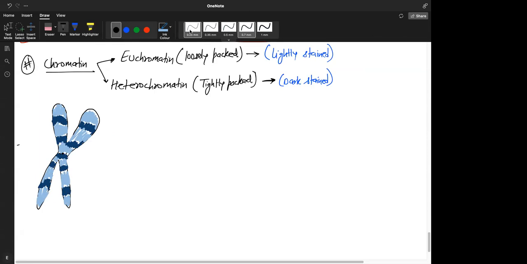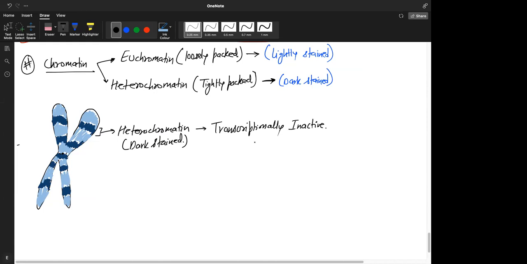Okay. This part here is heterochromatin, because it's dark stained. And also heterochromatin is transcriptionally inactive, because obviously it makes sense, right? Why is it inactive? Why are the genes inactive in the heterochromatin region?